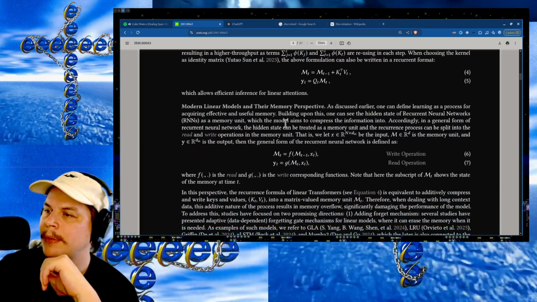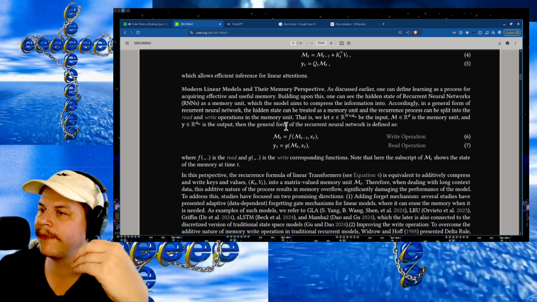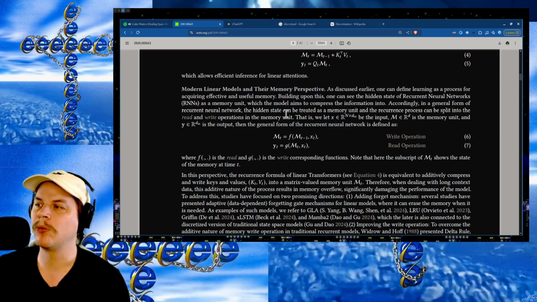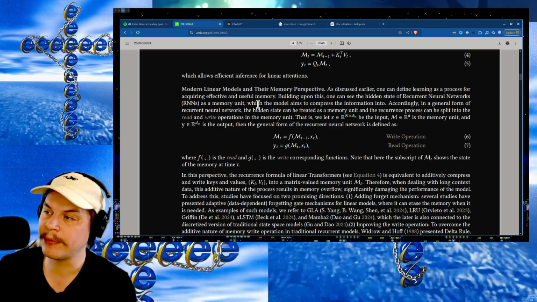So, modern linear models from a memory perspective. As discussed earlier, one can define learning as a process for acquiring efficient and useful memory. Building upon this, one can see the hidden state of recurrent neural networks as memory units, which the model aims to compress the information into.